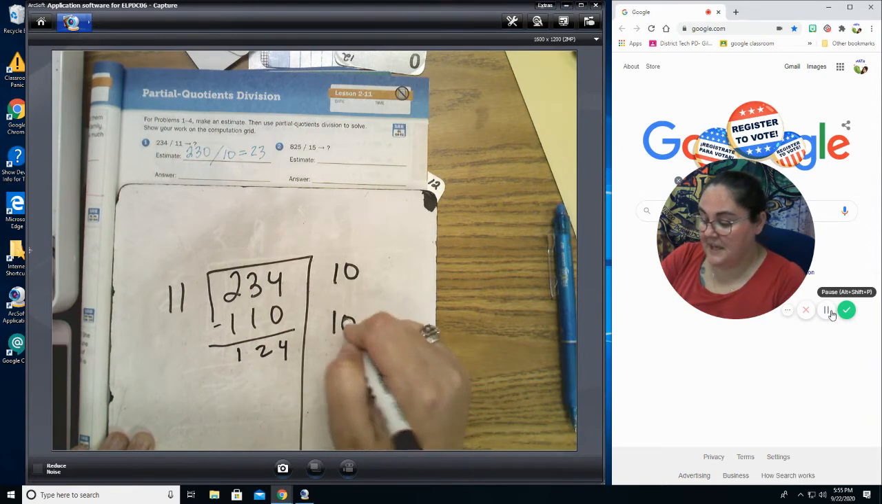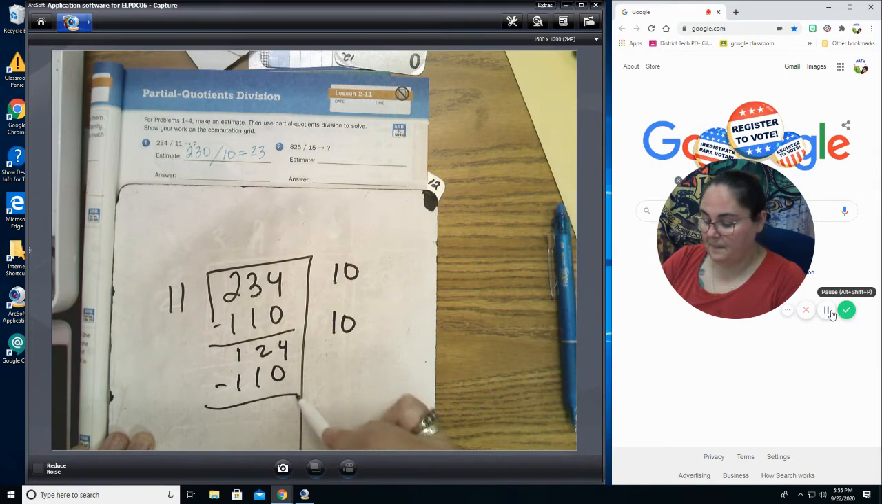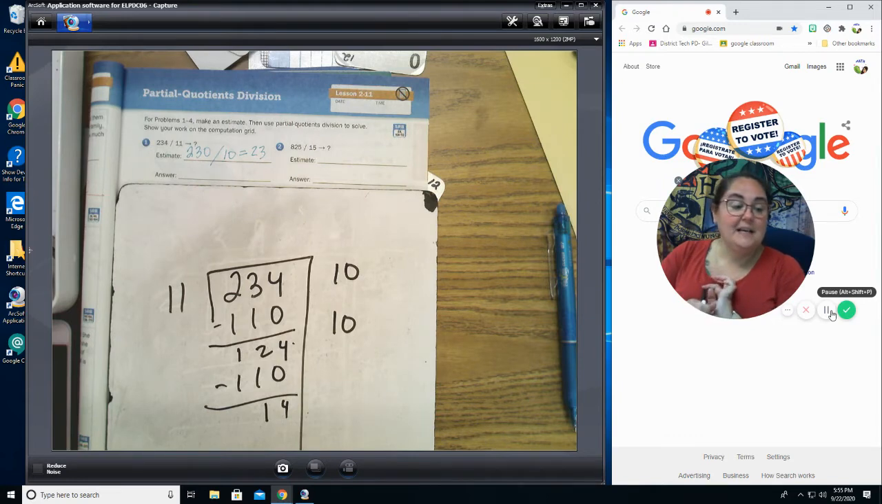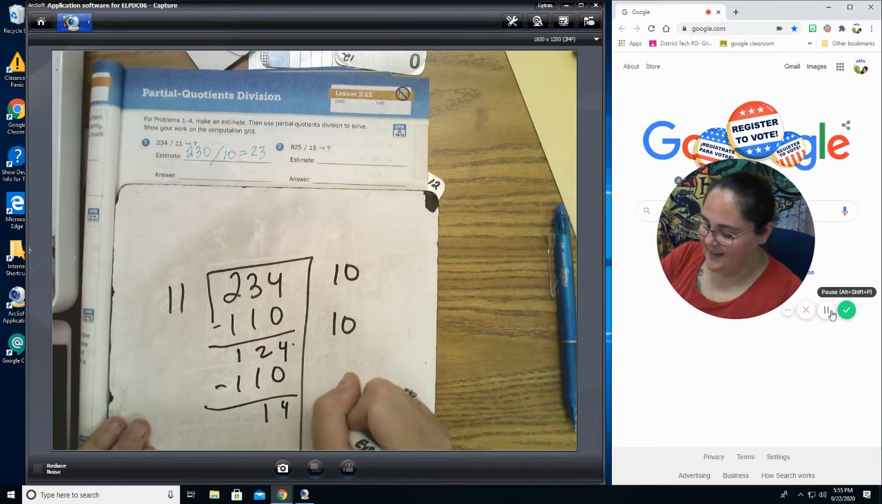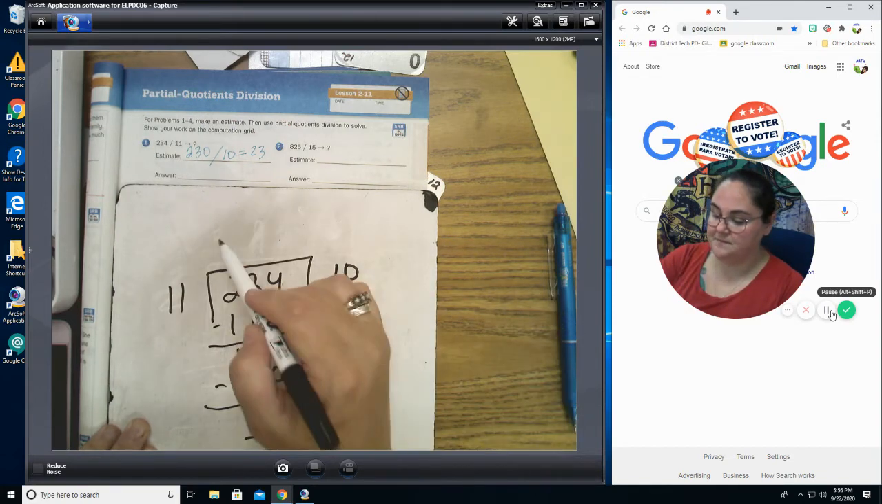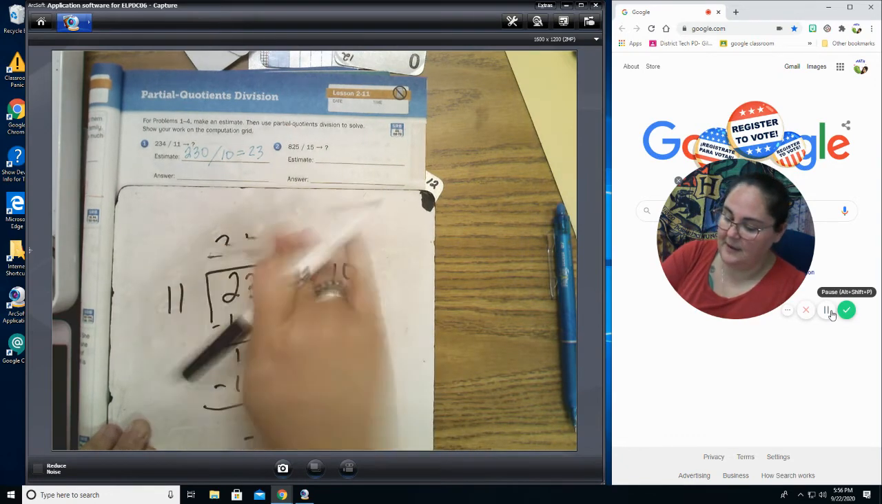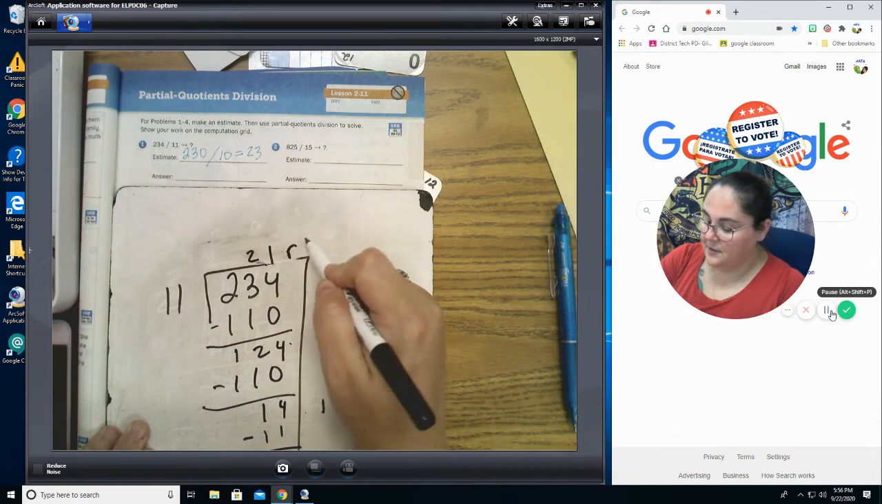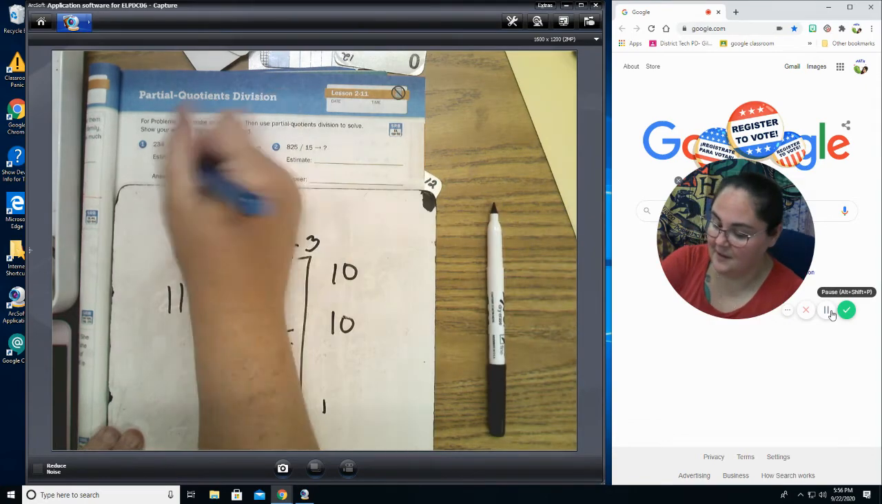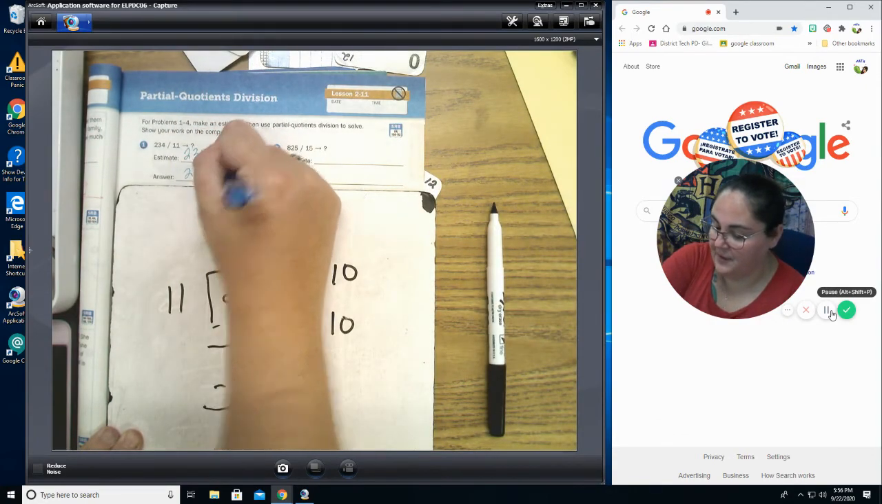I'm going to do another group of 10. 4 minus 0 is 4. 2 minus 1 is 1. Now, how many times does 11 go into 14? You should have said 1. 1 times 11 is 11. Subtract it out, and I get 3 left over. So now, 10, 10, 1, 21, remainder, and I'm going to write that over the right numbers. 21, remainder 3. That's how you do partial quotients. So for my answer, 21, remainder 3.